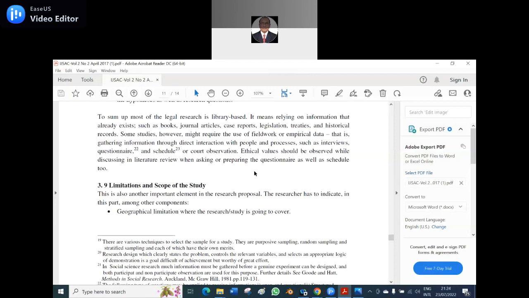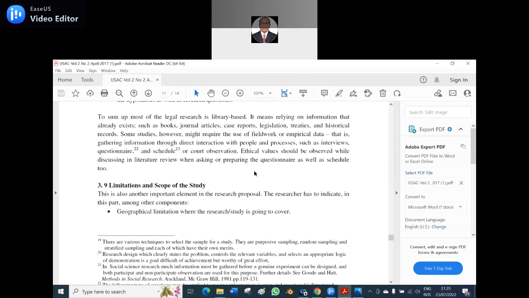To sum up, most of the legal research is library based. It is documentary research. In other words, it means relying on information that already exists, such as books or journals or articles, case reports, legislations, treaties, and historical records. Some of the studies, however, might require the use of field work, and empirical data will be needed because of getting the latest information from the people.